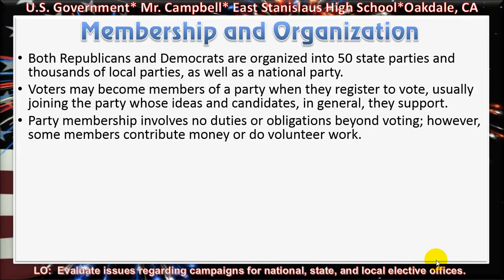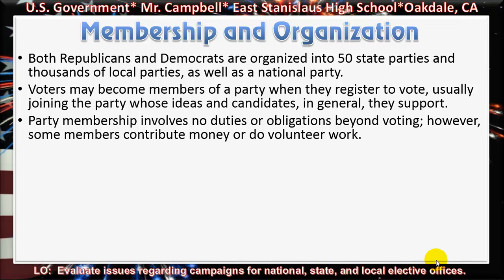Party membership involves no duties or obligations beyond voting. And the truth is, really, you don't even have to vote. Once you register with a political party, you are a member of that party, but you really don't have any duties or responsibilities to the party. You can vote, you have that right, and you can become involved, you can contribute money to the party, you can do volunteer work for the party, but all of those things are optional.